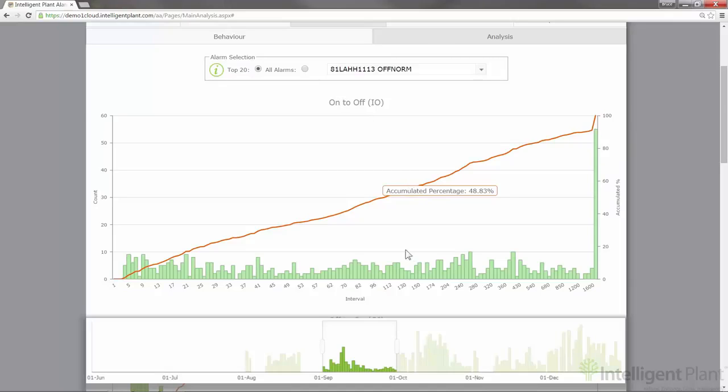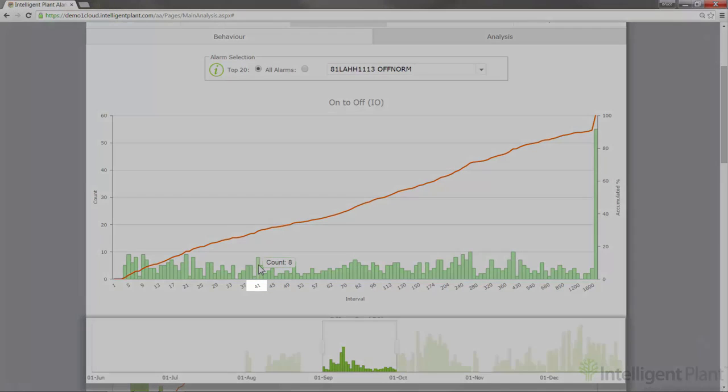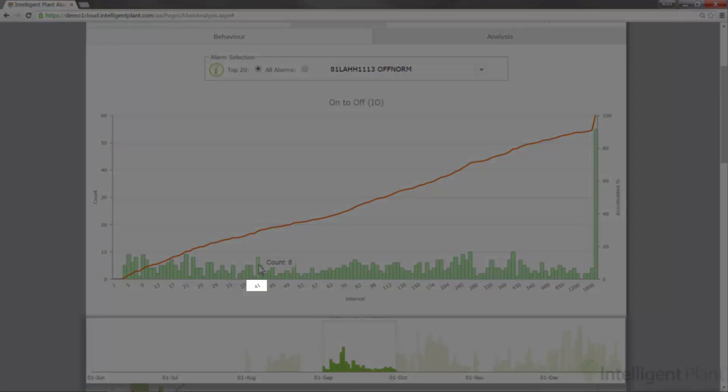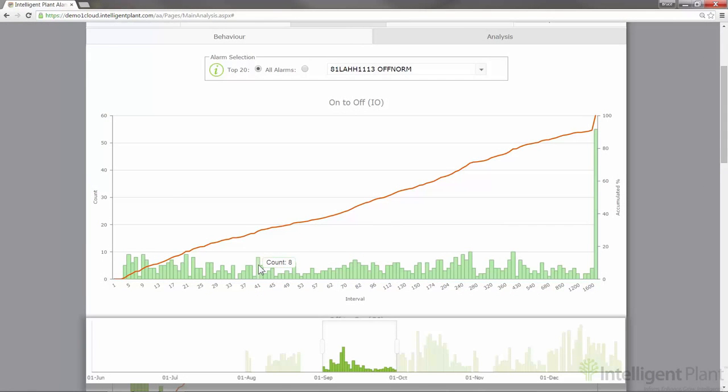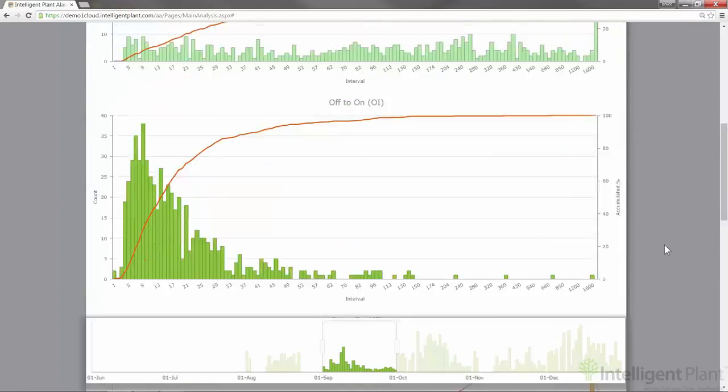So to take a specific example, we can see that 8 times, which is the count, this alarm was on for 41 seconds. This chart would show us if an alarm was fleeting, as all the highest counts would be biased to the left-hand side, showing the alarm was only on for a very short time. As it happens, in this case, it is the off-to-on times that are very short, showing that the alarm reoccurs very quickly, which means it is chattering.